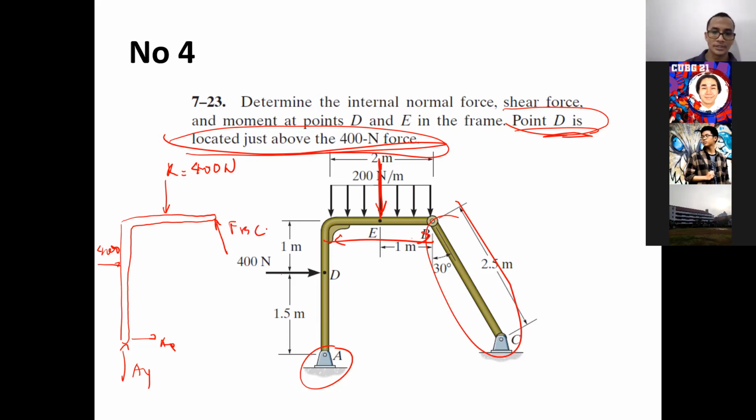Okay, we have three unknowns here. We can solve for AX, AY, and FBC using sigma Fx, sigma Fy, and sigma moment equal to zero. After we solve for those three, we can try to solve for member AB, then do the cut in order to solve for the internal force at D and at E.